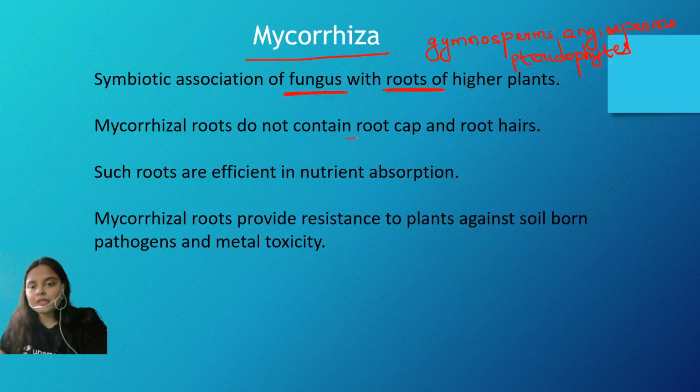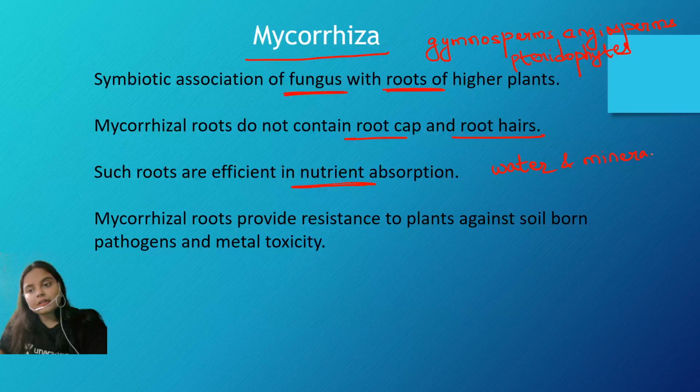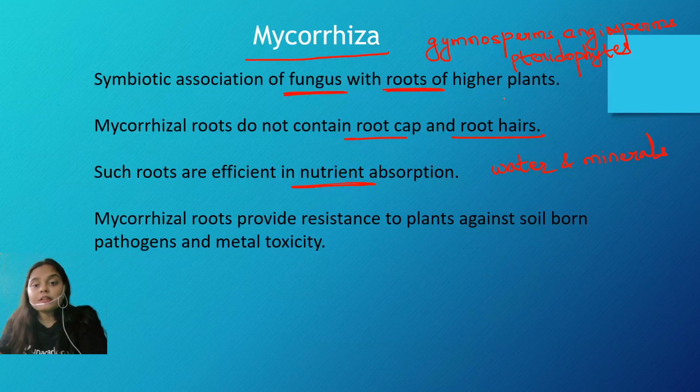Generally, they lack root cap and root hairs. So with the help of the fungal association, what happens? This mycorrhiza which is formed helps the roots of the higher plants in efficient absorption of nutrients. The fungal part helps in the absorption of water and minerals specifically, and in return it is dependent upon the host plant, that means the roots of higher plants, for its nutrition.